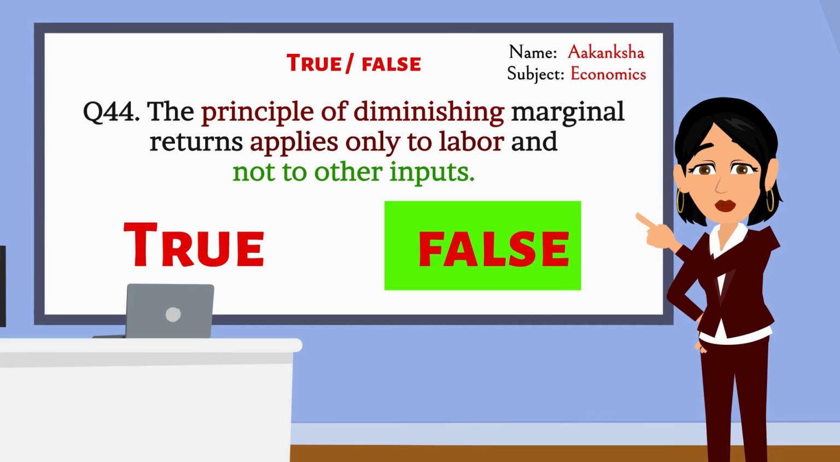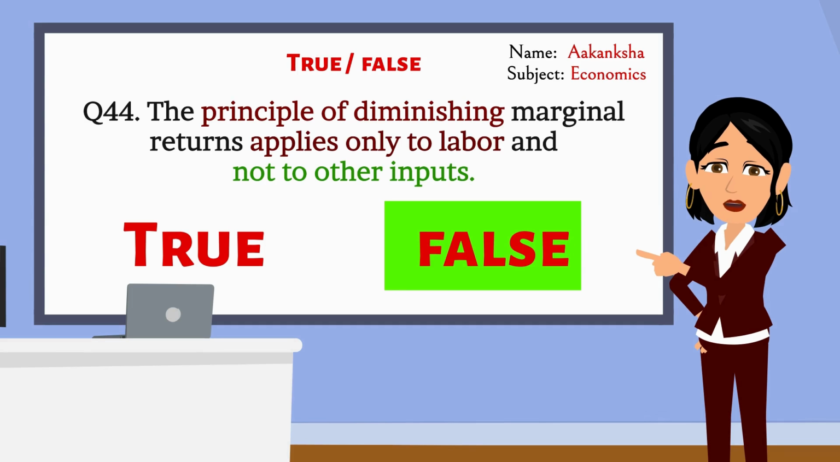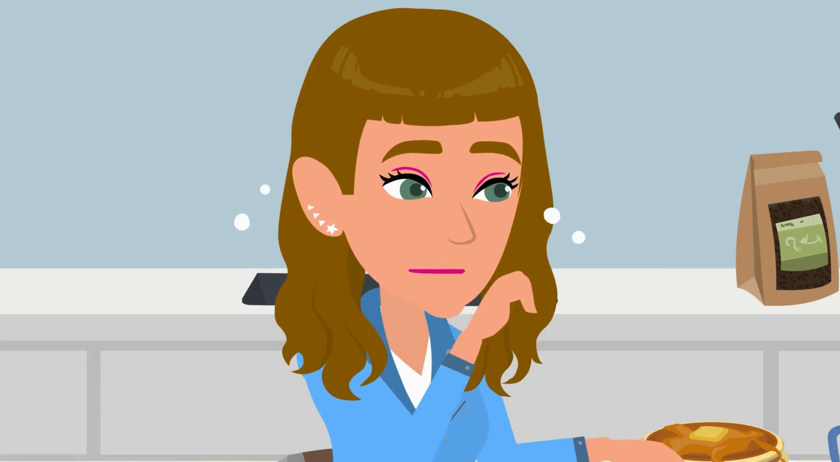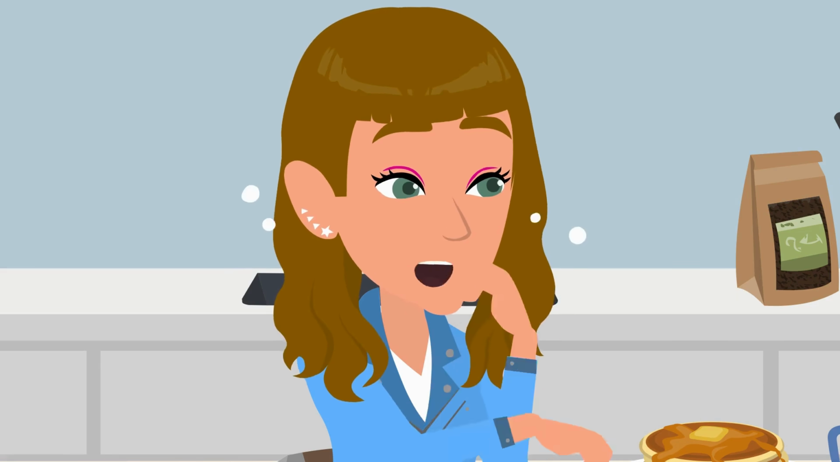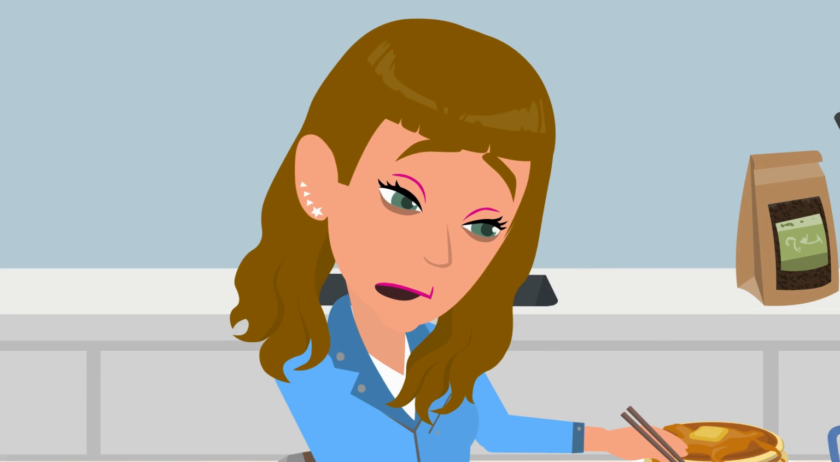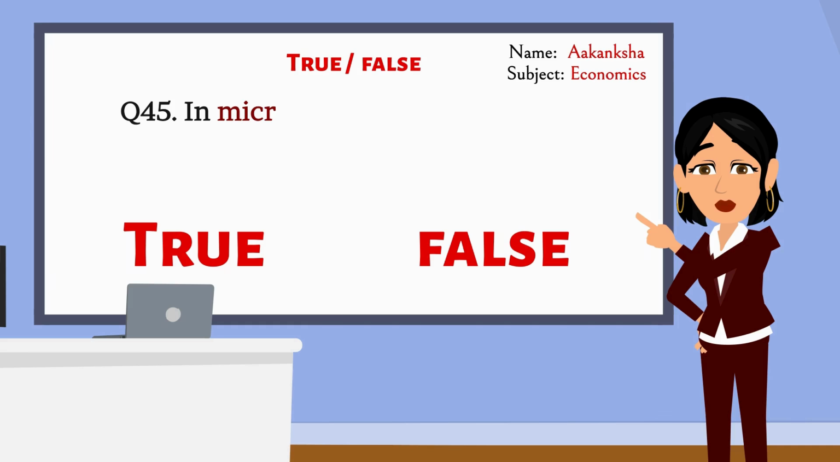Perfect. Diminishing marginal returns is an economic principle that states that adding more of a factor of production after a certain point will result in smaller increases in output. For example, if you eat food, a time will come when eating more will stop satisfying you or even make you feel uncomfortable. Question 45.